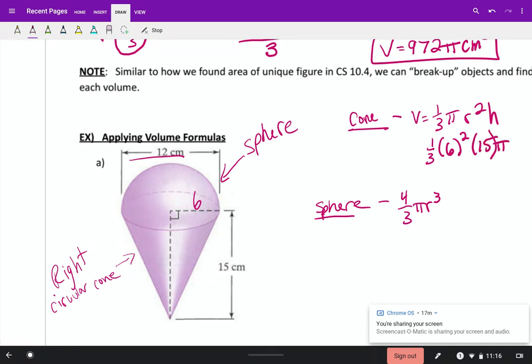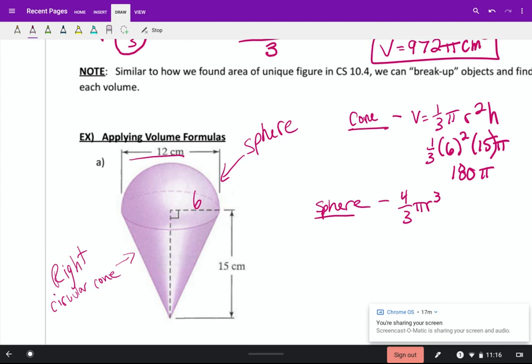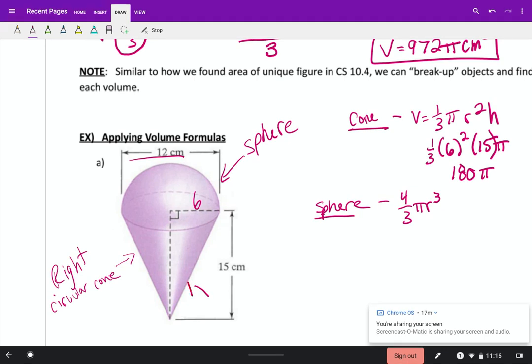So I'm going to type that in my calculator. I'm going to leave pi in there. I'm not going to multiply it. So 6 squared is going to be 36. 36 times 15 is 540. 540 divided by 3 is going to give me 180 pi. So the volume of this cone right here in terms of pi is 180. I'm going to do the sphere.